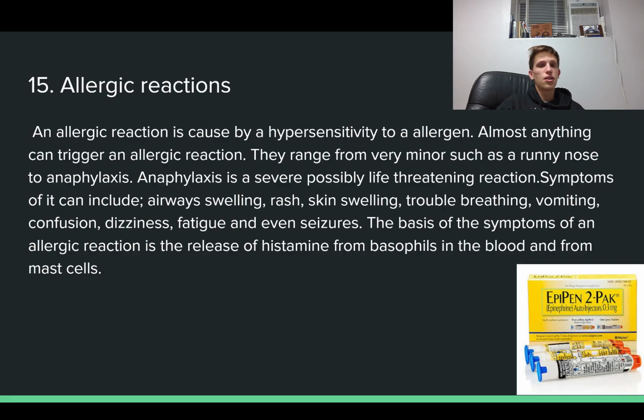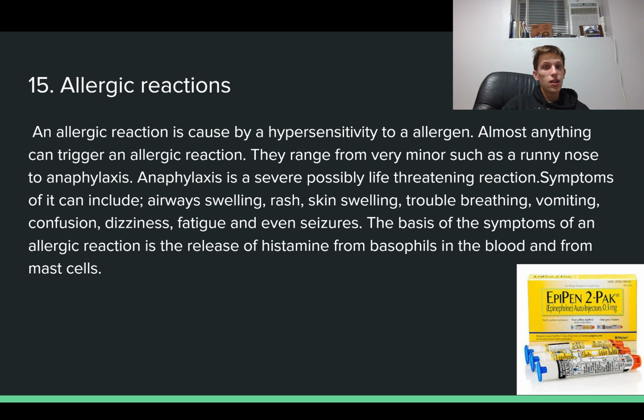Okay, this is about allergic reactions. Allergic reactions are caused by hypersensitivity to an allergen. You can be allergic to anything, and they range from very minor reactions, such as having a runny nose, to pollen, to an anaphylactic reaction, which can be deadly.